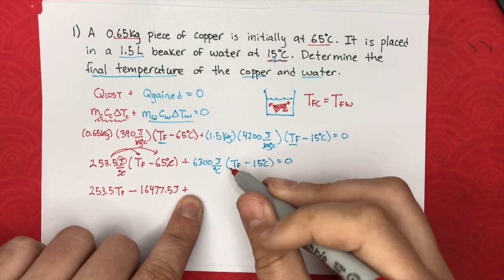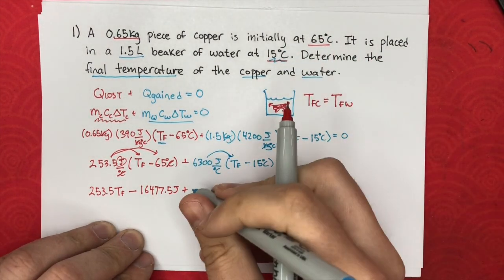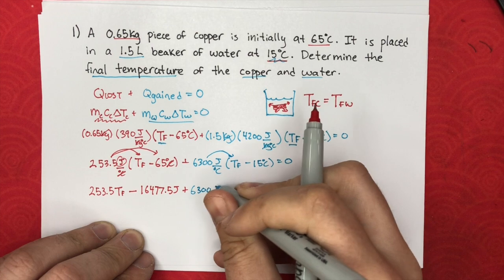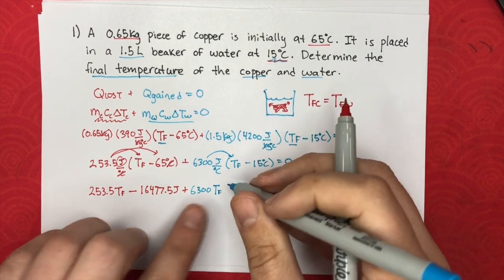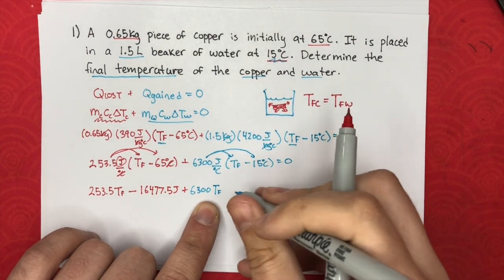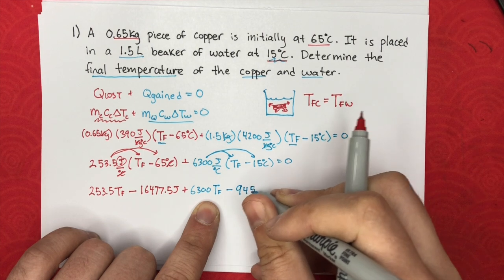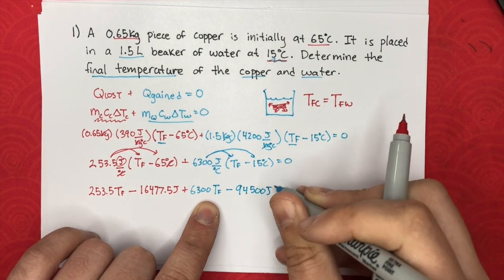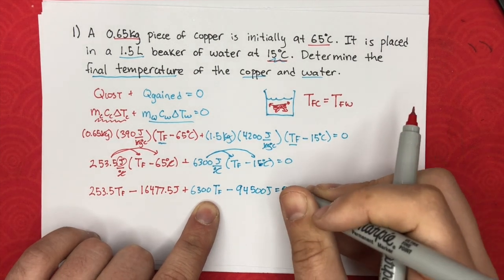Then we're going to do the exact same thing over here. We're going to take the 6,300 and multiply it by the final temperature. I'm going to ignore the units, just for simplicity's sake. And finally, we're going to do 6,300 multiplied by minus 15. And we're going to get 94,500 joules. Again, the degrees Celsius are going to cancel out. This will be equal to 0.